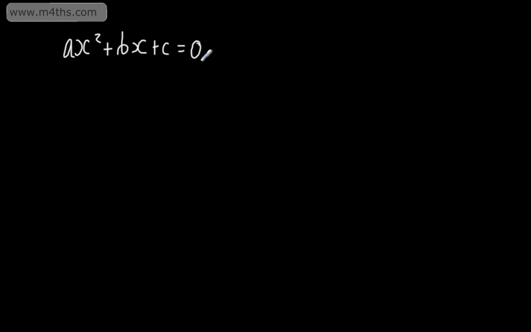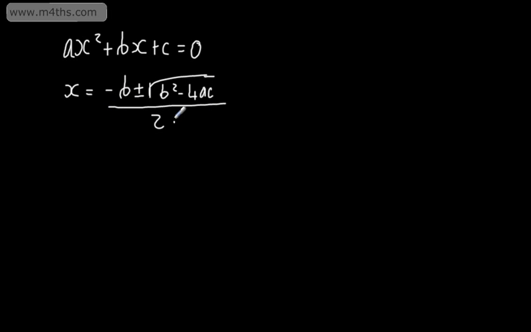If we use the quadratic formula to solve this, we could say x is equal to negative b plus or minus the square root of b squared minus 4ac, all over 2a. The discriminant is the b squared minus 4ac under the root. When we're talking about finding the nature of roots, or the number of real solutions a quadratic equation has, we're going to have three different scenarios.